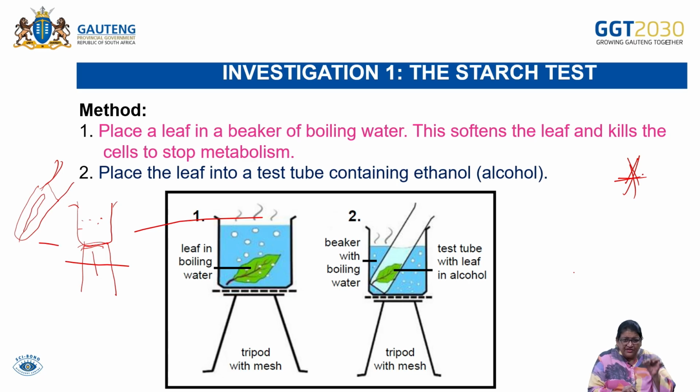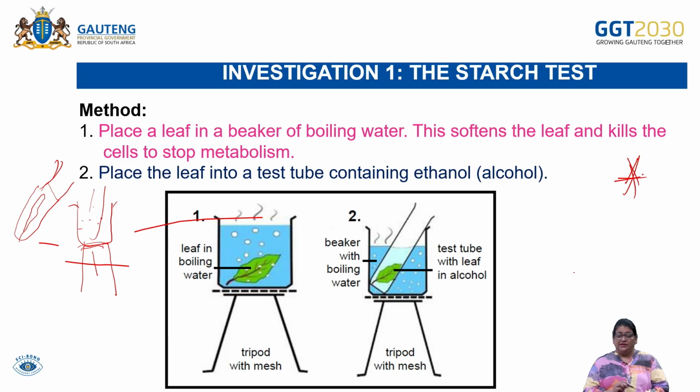Then you take this test tube using a test tube holder, which is like a little metal piece with a wooden handle. You take that test tube with the test tube holder and you insert it into the beaker of water like that. Can you see that? You boil the leaf, you kill the cells, you put it in the test tube, you fill the test tube with ethanol, which is alcohol, not too much, just until the leaf is immersed. And you put that test tube with the leaf into the boiling water.